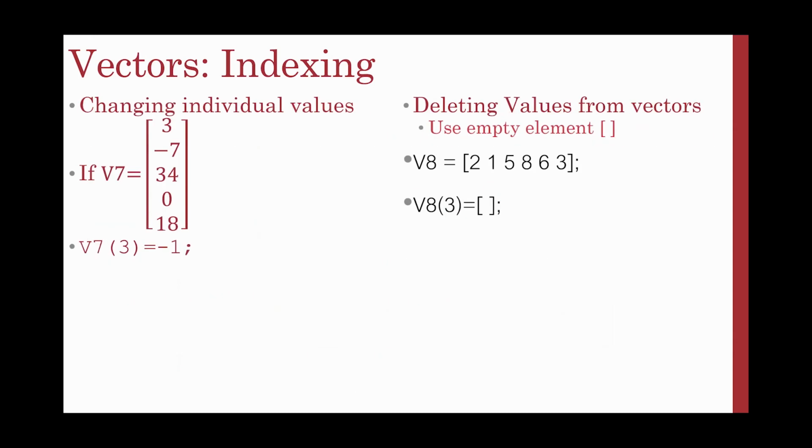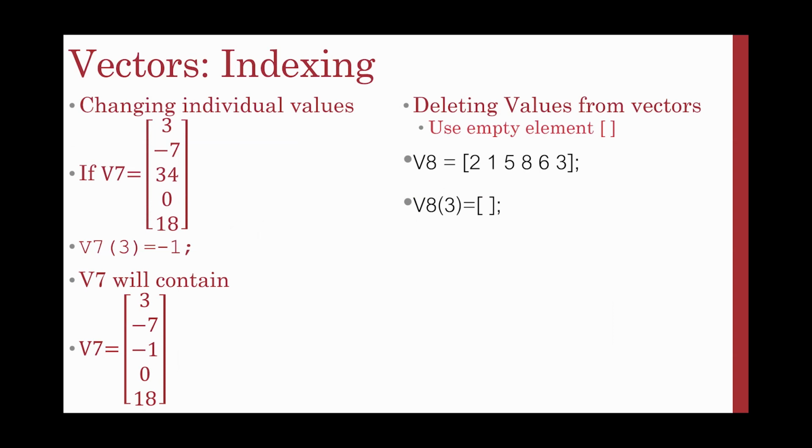You can also use indexing to change values. Say I have the vector v7, a column vector of 3, -7, 34, 0, 8, and I want to change that 34 to a -1, so I want to change the third element of that vector to a -1. If I type the line of code v7(3) = -1, v7 will now contain a column vector of 3, -7, -1, 0, 8.